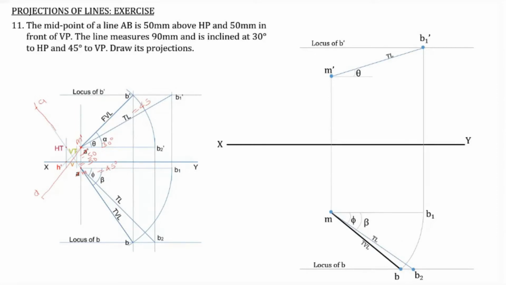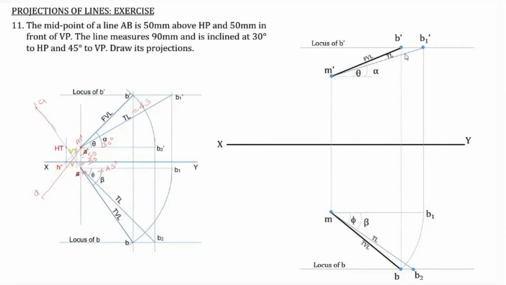So this is B dash. Now join M dash and B dash. Now the front view as well as top view of MB part, that is half of the line, is obtained. So here also you can mark the angle alpha, then front view length.